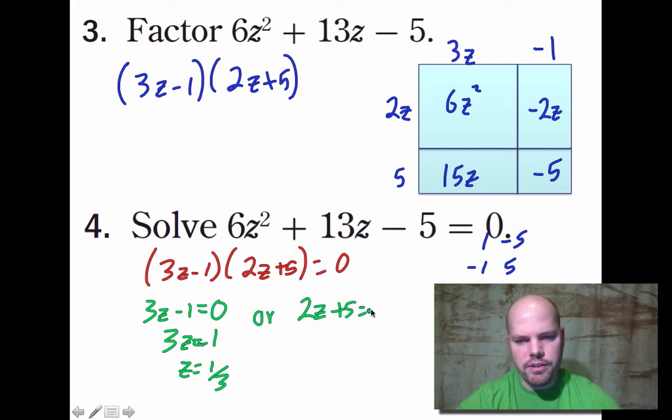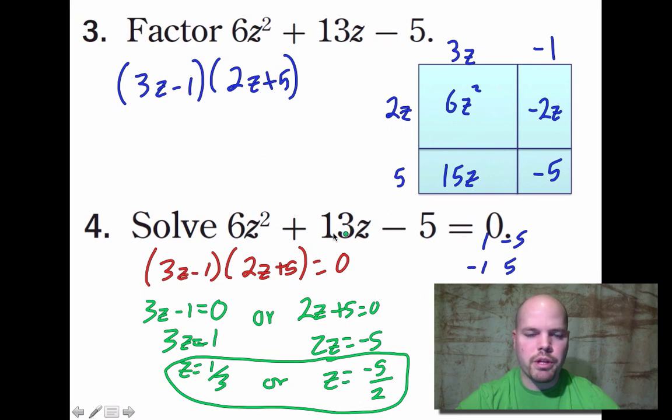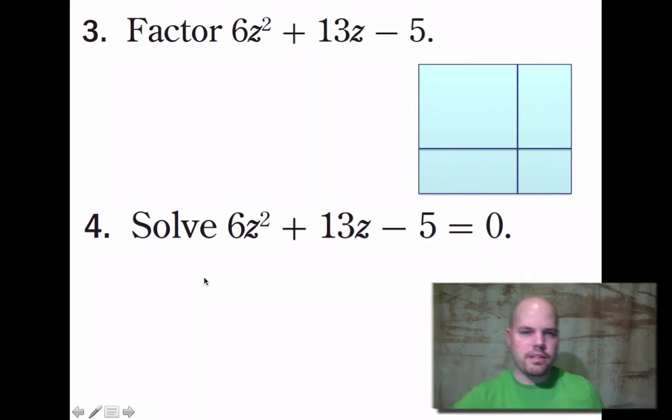But I will write it out as well for you. 2z plus 5 equals 0. Minus 5. Divide by 2. So z equals negative 5 halves. If we had this equal to 0, the quadratic formula will always work, but we can also see that factored form and the zero product property work pretty handy as well.